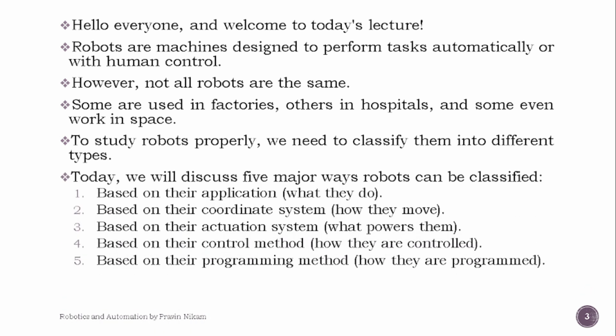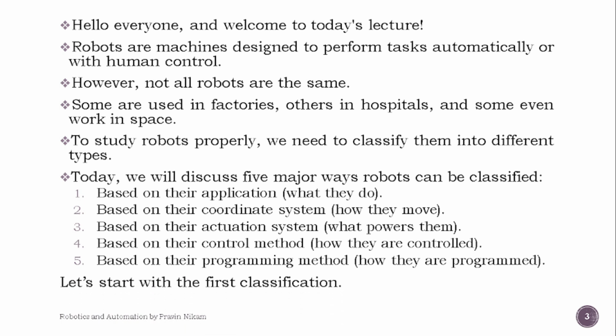Today, we will discuss 5 major ways robots can be classified. One is based on their application, that is what they do. Second is based on their coordinate system, that is how they move. Third is based on their actuation system, that is what powers them. Fourth is based on their control method, that is how they are controlled. And fifth one is based on their programming method, that is how they are programmed.